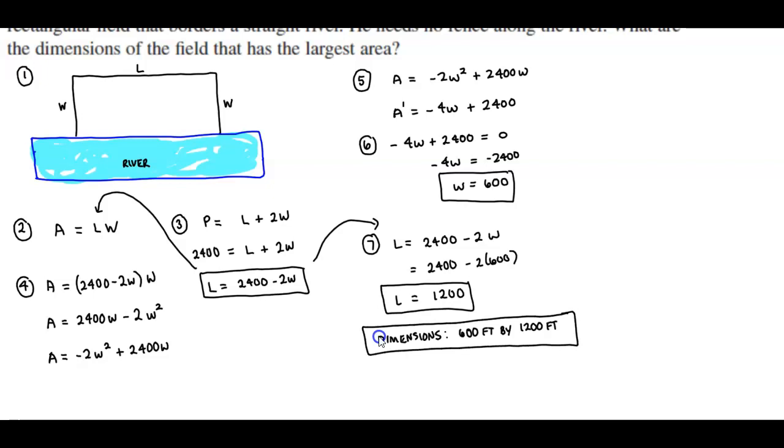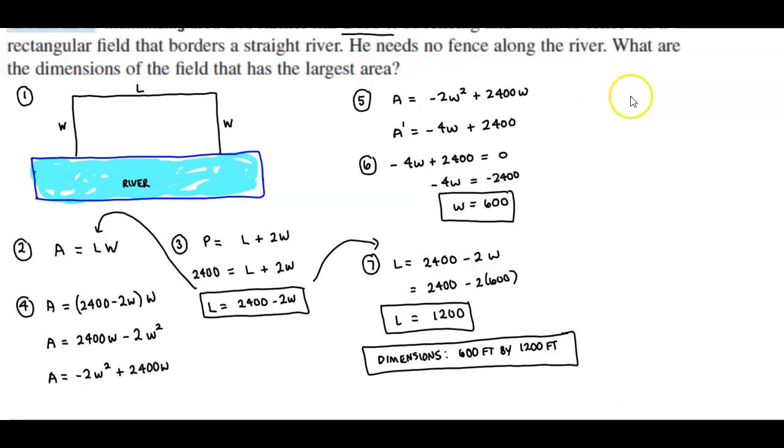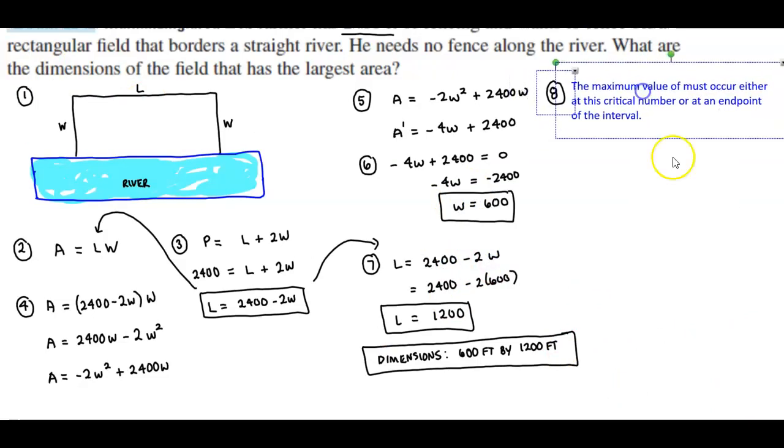Okay, now there's one more thing we want to do, which is to talk about those critical numbers. So let's take a look at part 8 here. Remember that the maximum value must occur either at the critical number, which we found here at 600, because that was the value we got when we set the derivative equal to 0, or at an endpoint of the interval. The interval for the width goes between 0 and 1,200. So the endpoints are 0 and 1,200, and then we have a critical number of 600. We're going to evaluate all three of these values in the function for A.